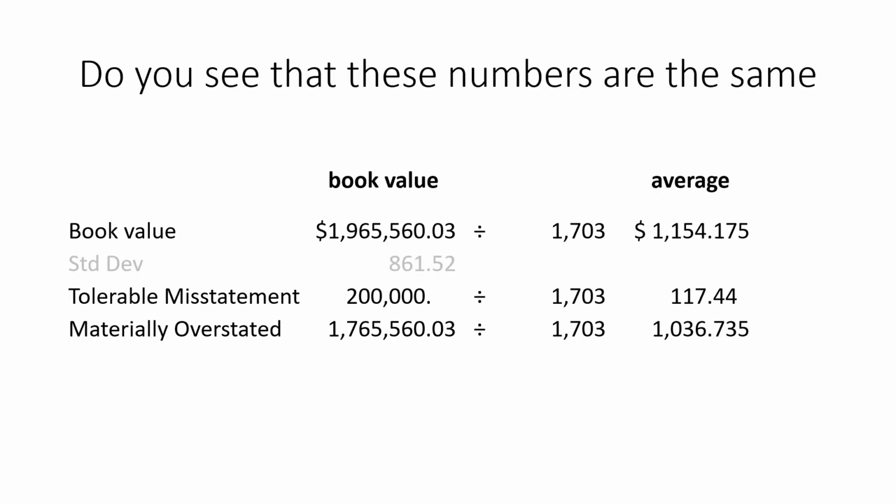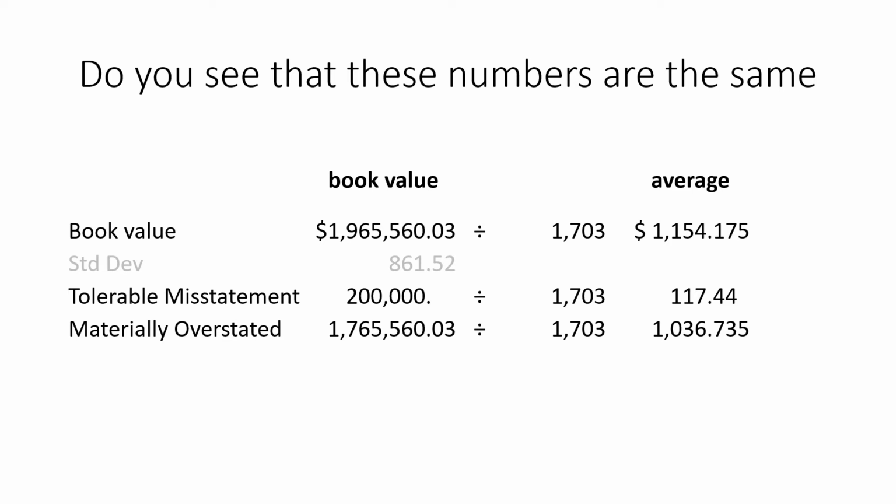Now we're going to bounce back and forth. So the book value is $1,965,000. We divide that by 1,703. The average book value is $1,154. Tolerable misstatement is 200,000 divided by 1,703, so the tolerable misstatement on average is 117.44.